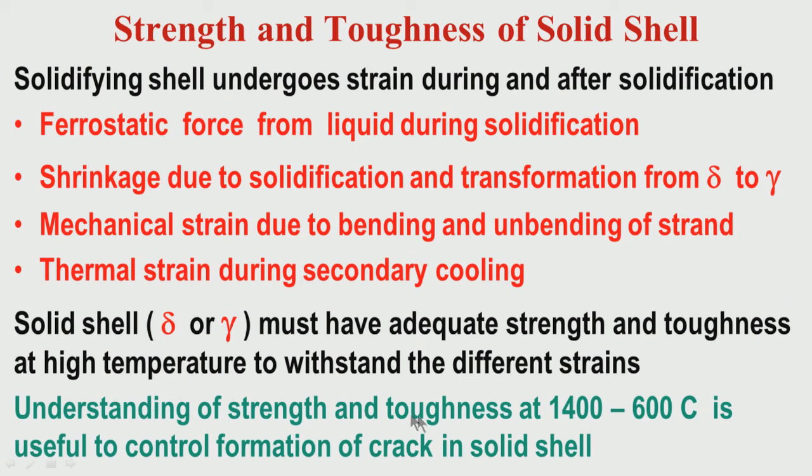That is why it is important to understand the strength and toughness of the solid shell at this temperature interval at 1400 degrees centigrade. Depending on the chemistry, solidification will be complete at different points. Say low carbon solidification is relatively complete at 1400 degrees centigrade. At higher carbon, solidification will be complete only at a still lower temperature, solidification continues. So what is important is from 1400 to as low as 600 degrees centigrade.